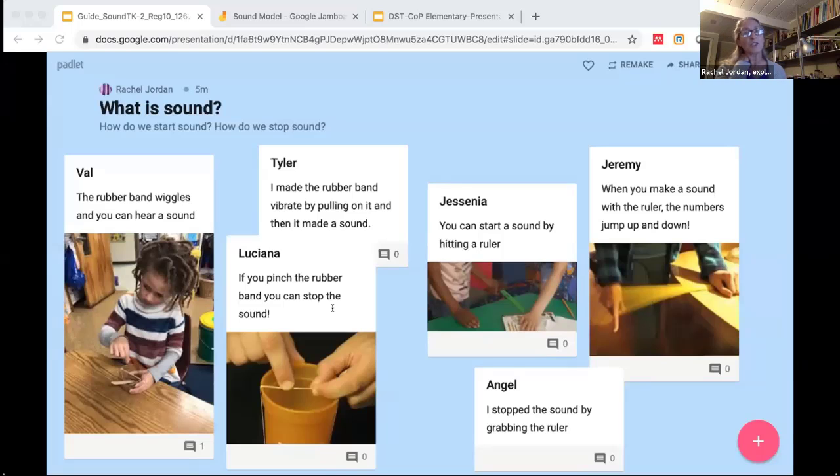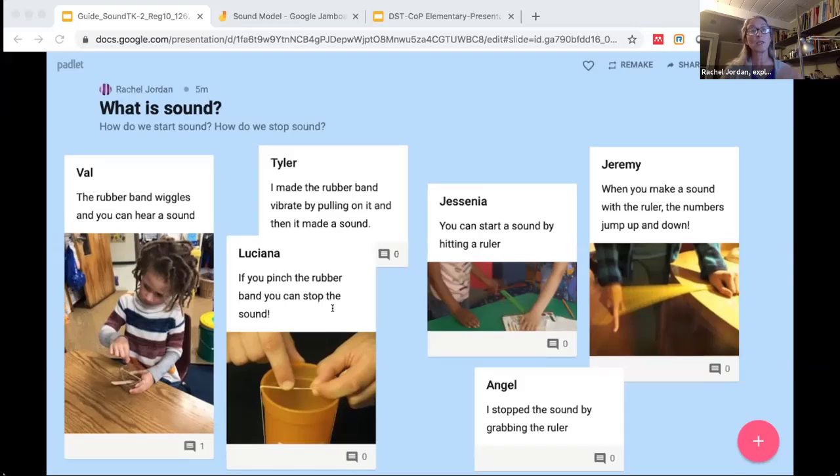But to answer these questions, we explored really simple vibrating things that made sound, such as a rubber band around a cup, a ruler on the edge of a table, and many of these items are pretty easy to find. So it could be that students collect them and then explore with you online, like you did earlier today, or with a sibling, an adult, or even a pet at home.